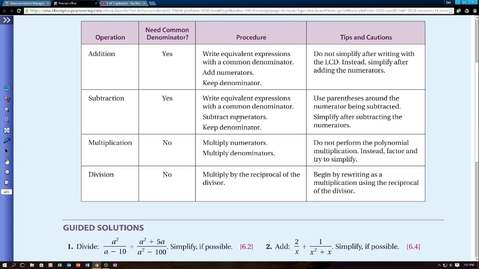Division. Do you need a common denominator? No. Well, procedurally, what you do is you convert that division into a multiplication by taking the divisor and turning it into its reciprocal and changing to multiplication. And the tip is always change division to multiplication first before you start trying to do your work, and then you basically do the same things you do in multiplication.